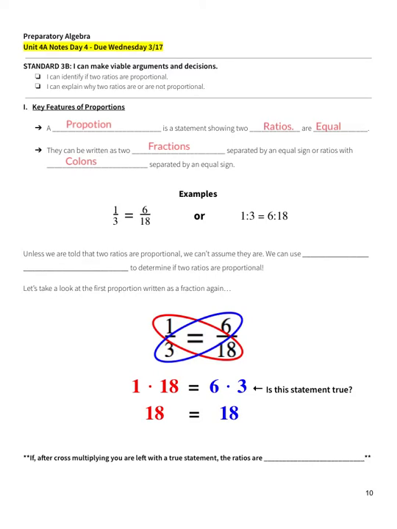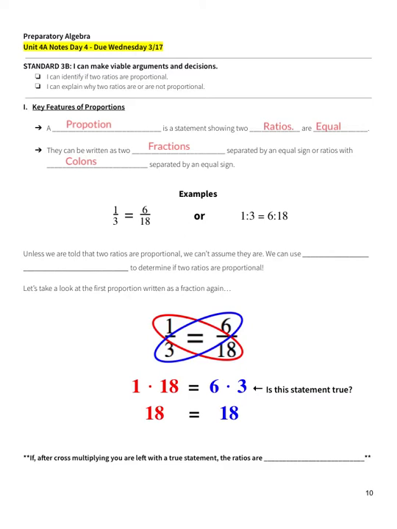So what that means is if we see right here, we're looking at if something's proportional. That means we're looking at two ratios. So we write ratios or rates as fractions. So we have 1/3 equals 6/18. We need to figure out if this statement is true. If it is, then it's proportional.